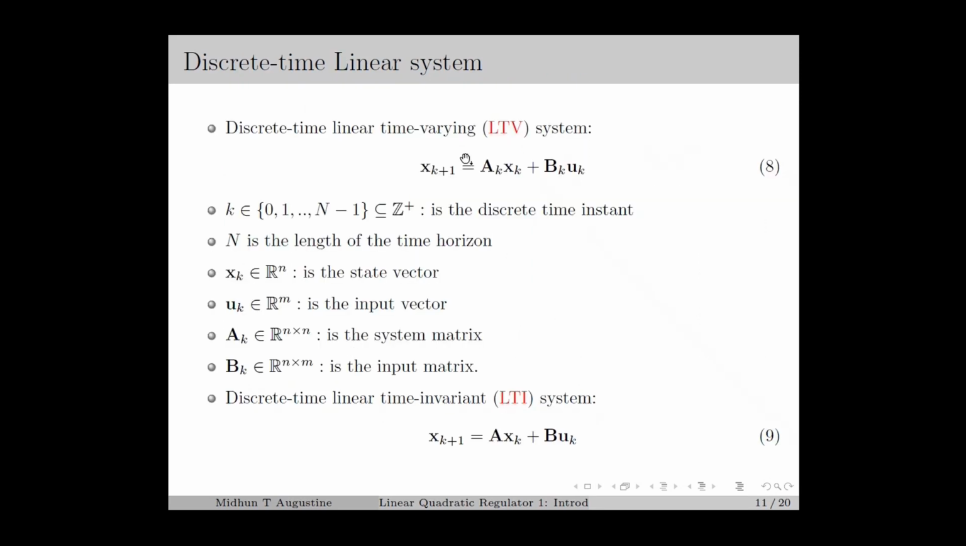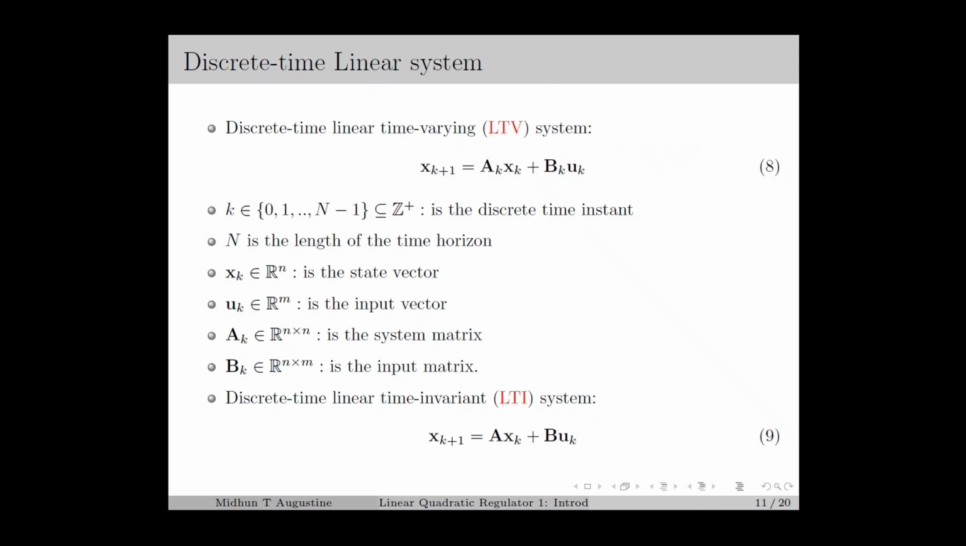Next, we move on to the discrete time linear time varying or LTV system, which can be defined by the state equation as in equation number 8. Here, k is the discrete time instant, which belongs to the set of integers from 0 to n minus 1, where n is the length of the time horizon. xk is the state vector in discrete time, and uk is the control input vector. Ak and Bk are the system matrix and input matrix respectively, which change with the time instant k.